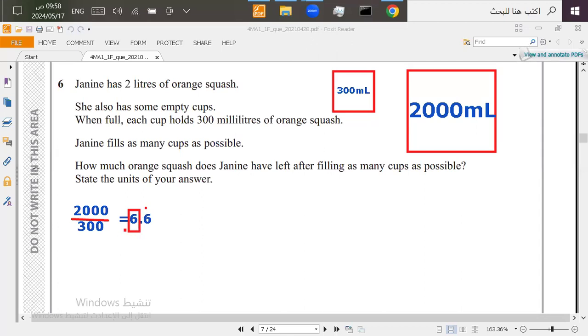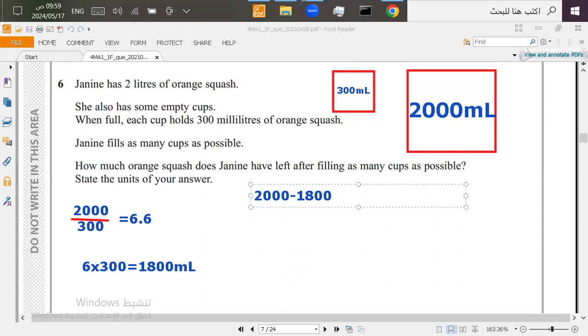Okay. Now, because I know that it will fill 6 cups, I'm going to take the 6 cups and multiply it by the 300 milliliters to find out how many milliliters I'm going to use for the 6 cups. So 6 times 300 is going to be 1,800. So I'm going to use 1,800 milliliters of this 2,000 milliliters. Now I'm going to subtract them. So 2,000 minus 1,800 that I'm going to use to fill the 6 cups, and I'll be left with 200 milliliters of extra juice.